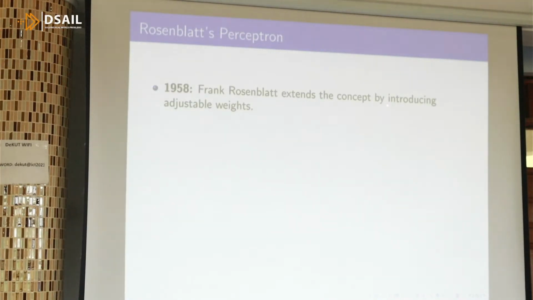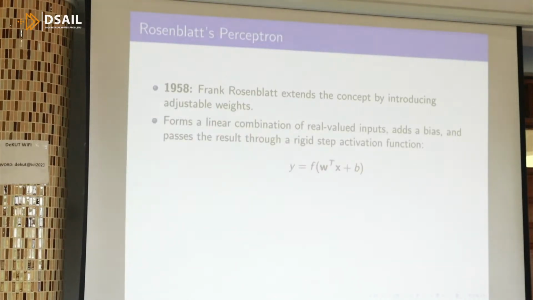This researcher introduced adjustable weights. So basically, you can think of this as one of the earliest, almost neural networks, so to speak, right? It forms a linear combination of real inputs. So you already know that this is just a linear combination plus a bias, right? Because this W transpose X is a dot product. A dot product simply means you're doing a linear combination of elements, all right? So it adds a bias and then passes the result through a rigid step function.